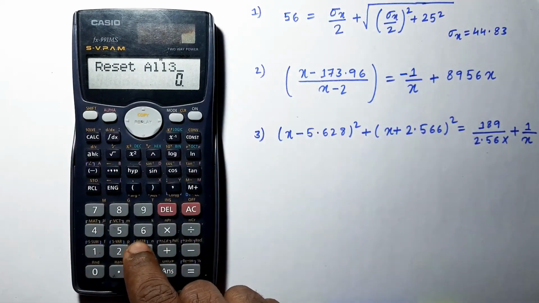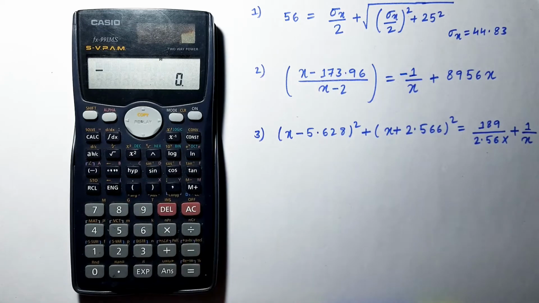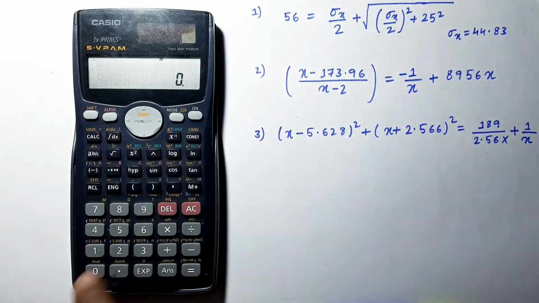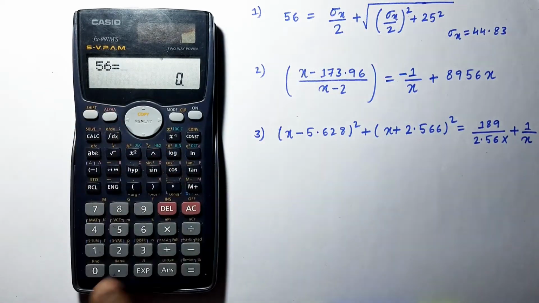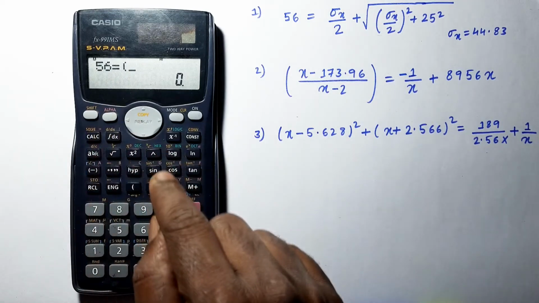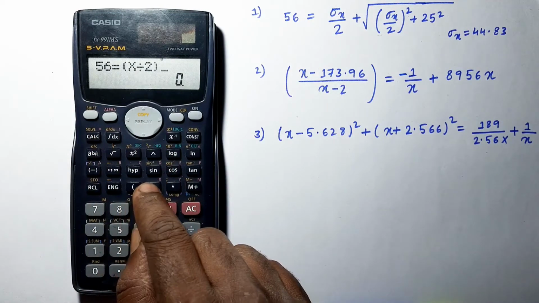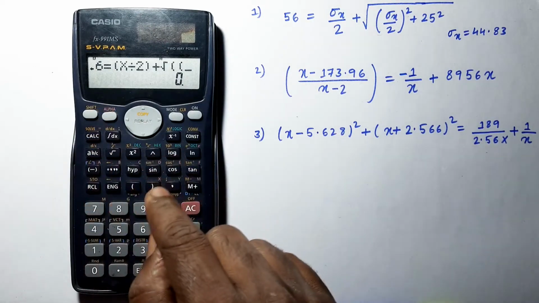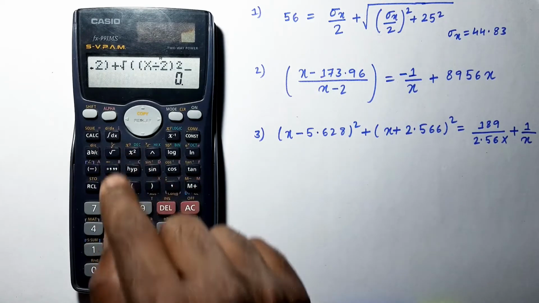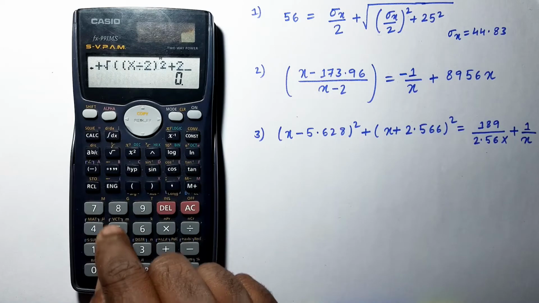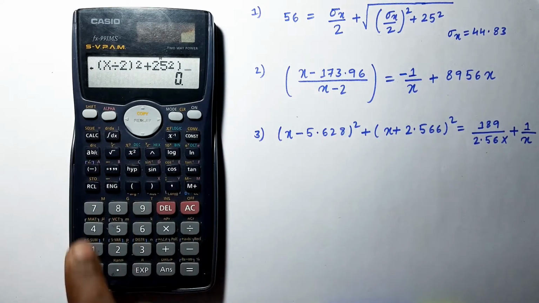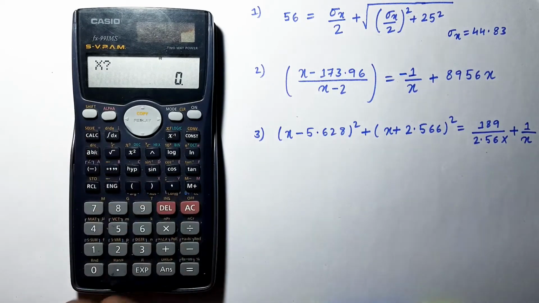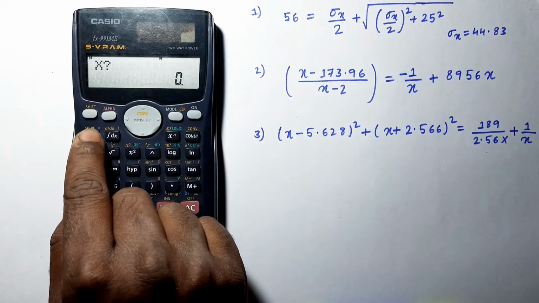Now, let's reset the calculator once. Now, we will insert this equation. Just enter 56 is equal to, open a bracket, and I will take sigma x here, x by 2 plus root over x by 2 whole square plus 25 square. Close the bracket. Now press shift, calculate button and again press shift and calculate.